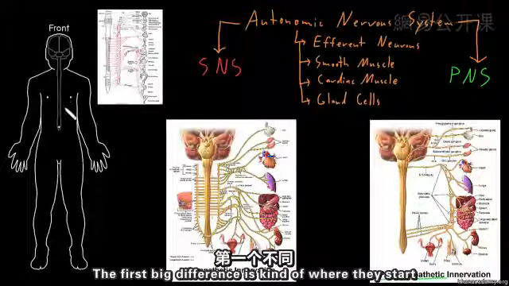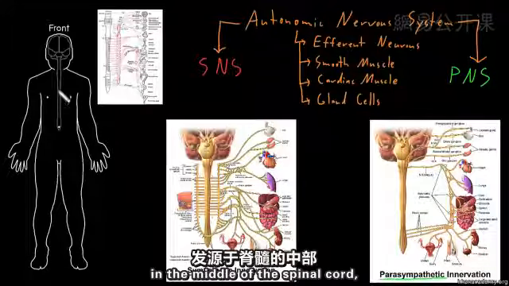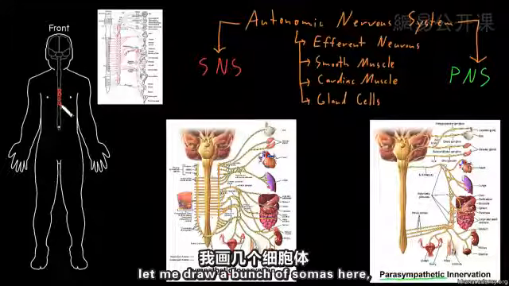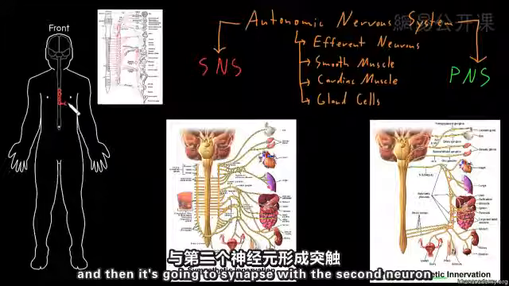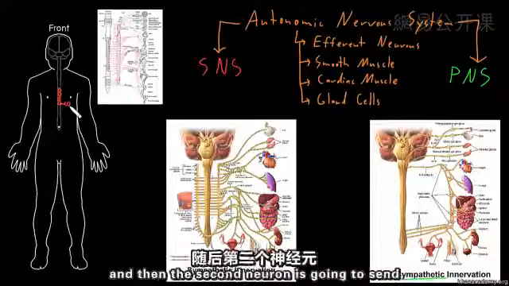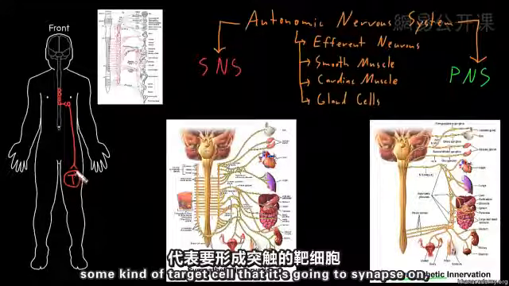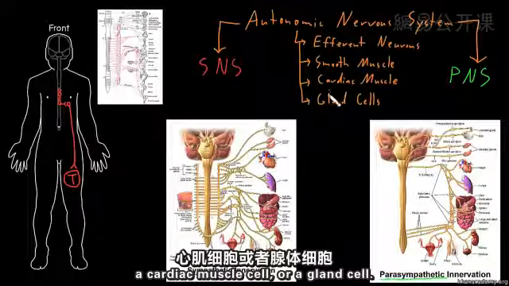The first big difference is kind of where they start in the central nervous system. The sympathetic nervous system starts in the middle of the spinal cord, kind of the middle part of the spinal cord. Let me draw a bunch of somas here. And I'll just take one of these here and I'll draw a little short axon on the first neuron that's coming out of the central nervous system. And then it's going to synapse with a second neuron in a ganglia close to where the first neuron is. And then this second neuron is going to send the longer axon to reach its target cell. So let me just draw a big T to represent some kind of target cell that it's going to synapse on. And this target cell will be a smooth muscle cell, a cardiac muscle cell, or a gland cell.